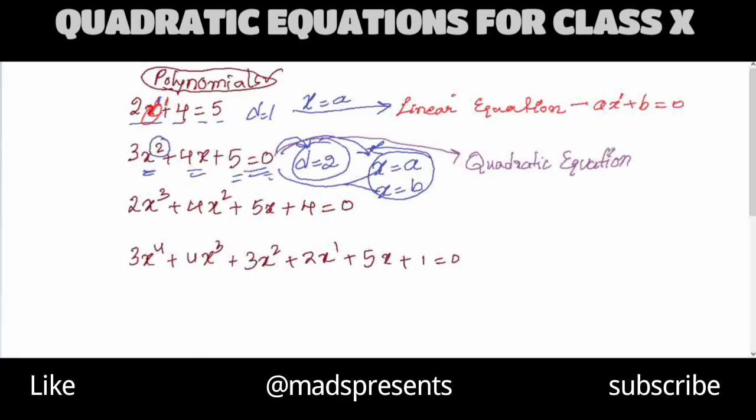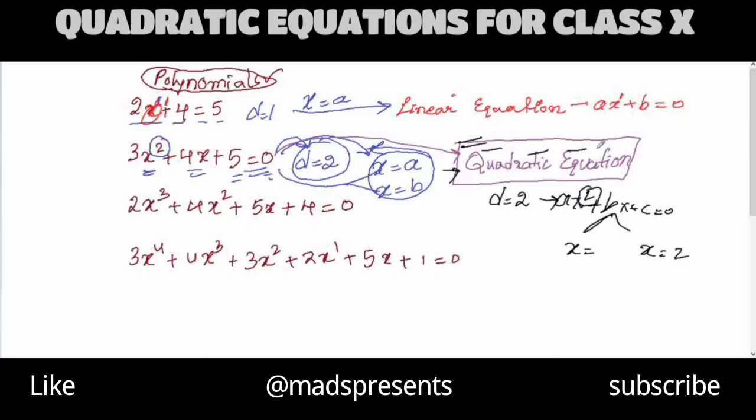What is a quadratic equation? A quadratic equation is a polynomial whose degree is equal to 2. This is the most important topic, which I'm going to explain in detail. The quadratic equation is our topic.